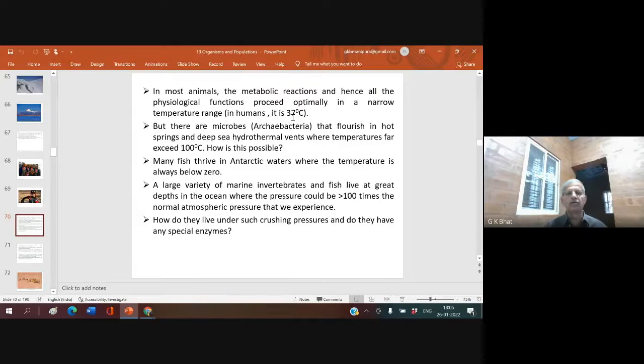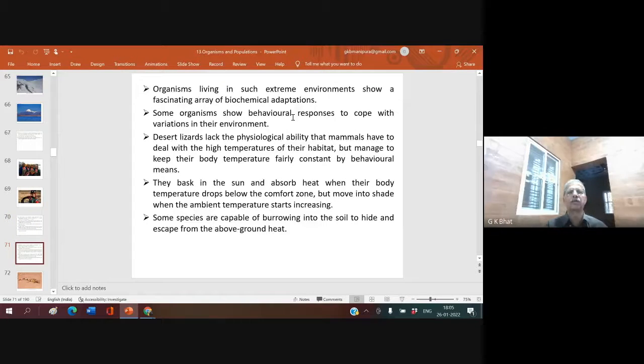How do animals live under such crushing pressures, and do they have any special enzyme? Yes, we do come across some sort of a biochemical adaptation. Organisms living in such extreme environments show a fascinating area for biochemical adaptation. Some organisms also show behavioral responses to cope with the variations in their environment. What is this behavioral response?